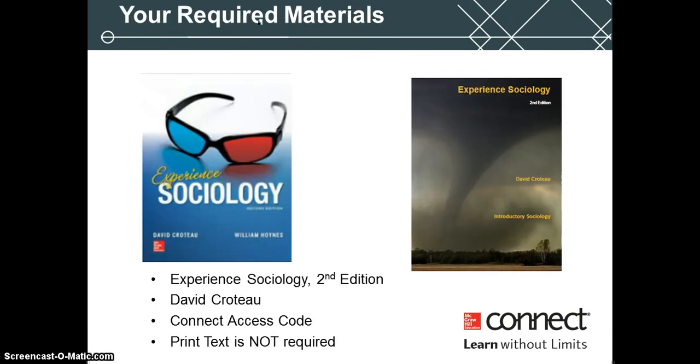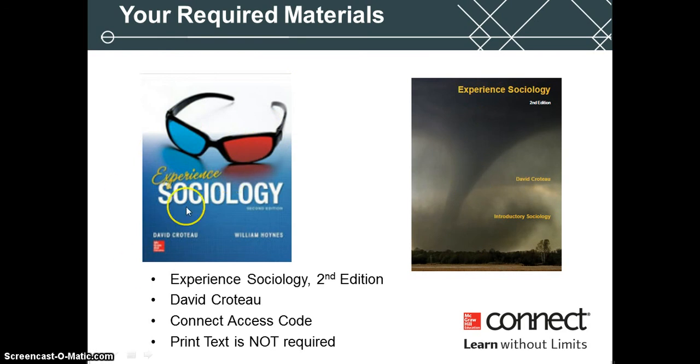Your required materials for this course are going to be Experience Sociology by David Croteau, 2nd edition. Please note that a print book is not required for this class. However, everyone will need to have a Connect access code, and by virtue of that, access to SmartBook, which we'll get into here in just a moment. I added the two images here, the one on the left with the sunglasses and the one on the right with the tornado, for reference sake.